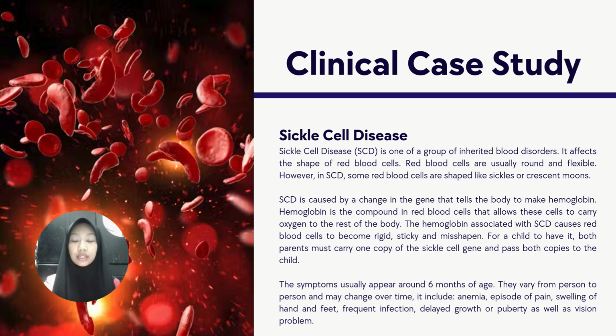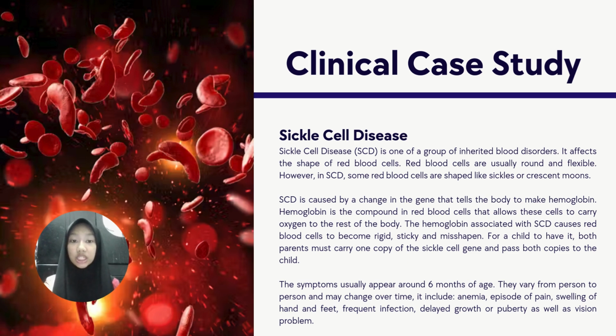Next, I will be talking about a clinical case study. The case study is about sickle cell disease. Sickle cell disease is one of a group of inherited blood disorders. It affects the shape of red blood cells. Normal red blood cells are usually round and flexible. However, in SCD, some red blood cells are shaped like sickles or crescent moons.